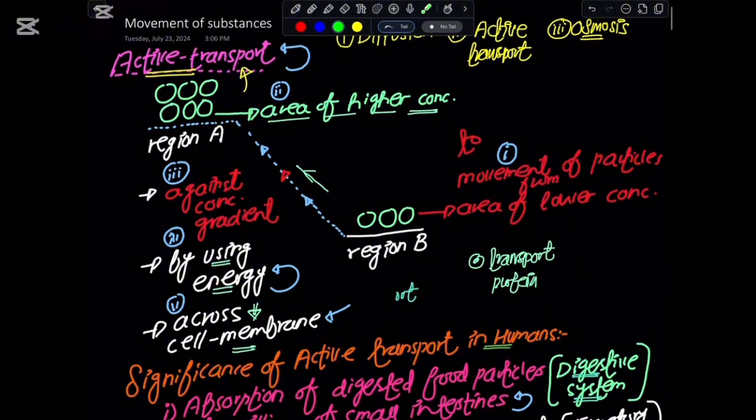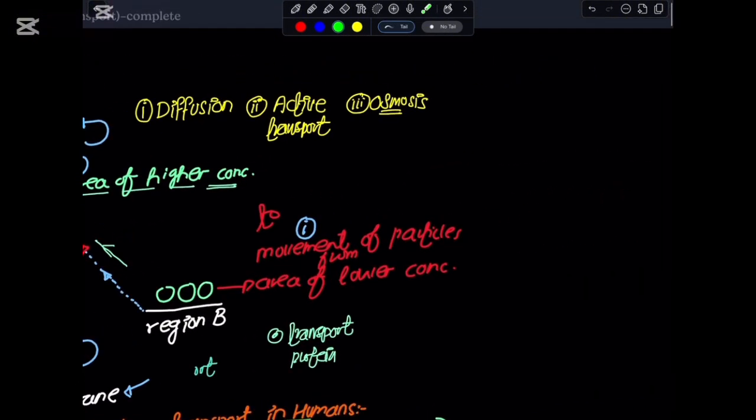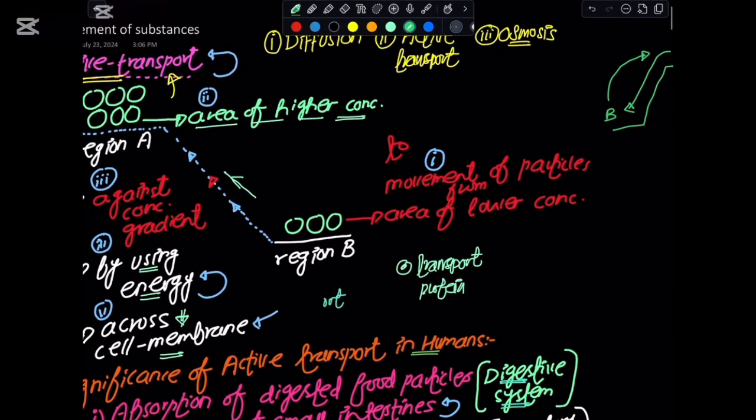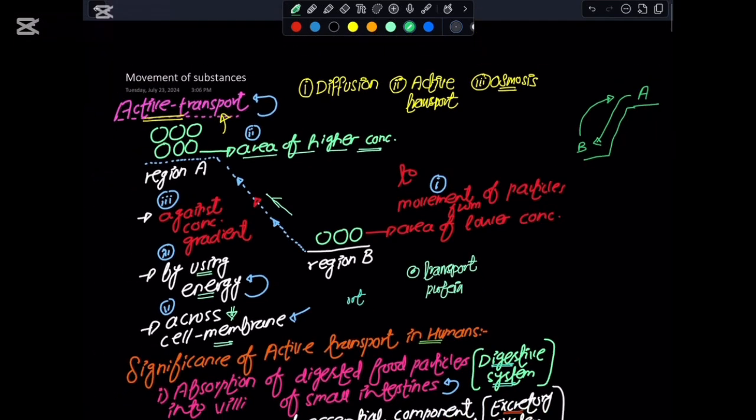Now, why does there have to be an involvement of energy? Say you have visited some hill station, and there we have a higher point A and a lower point B. If you were to come from the highest point to a lower point, then less energy would be utilized. But if you were to go against the gradient, you would require more energy. The same situation applies here in the case of active transport.